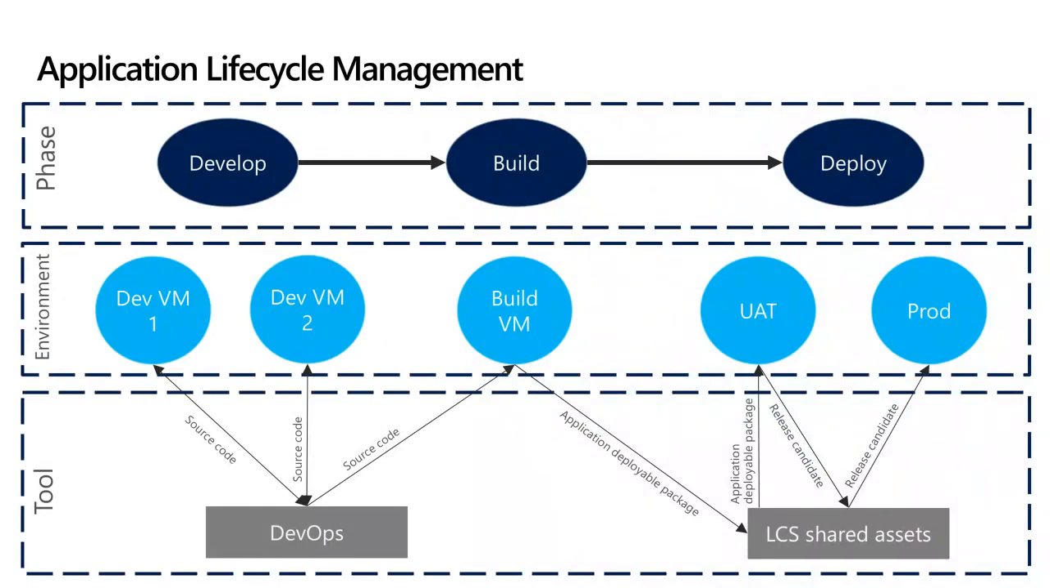The ALM phases for develop include the development VMs putting code into and getting code out of DevOps. The build phase includes the build VM getting source code out of DevOps and putting the deployable package into the LCS asset library. And the deploy phase includes installing the deployable package on UAT, marking it as a release candidate, and installing it on production.